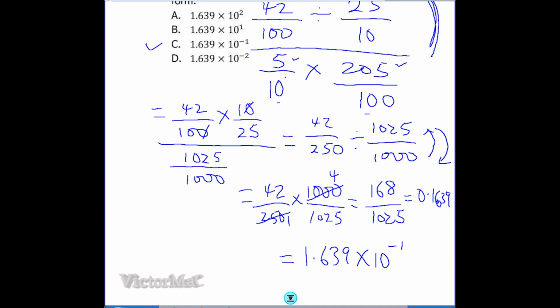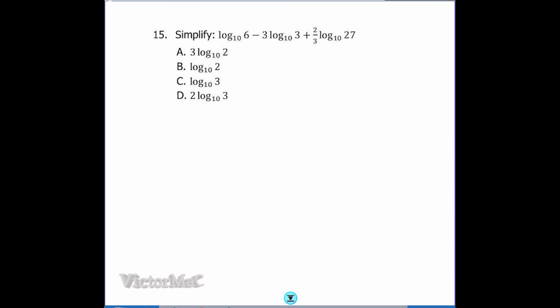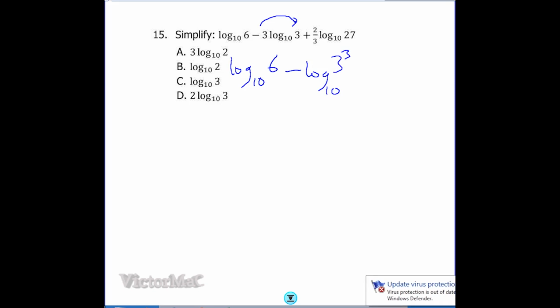All right. Number 15. We have to simplify log 6 base 10 minus 3 log 3 base 10 plus 2 over 3 log 27 base 10. The first step is to transfer the power. So the power here comes here. We have 3 raised to the power 3, plus log 10. Transferring 2 over 3 as power of 27 as well, 27 raised to the power 2 over 3.